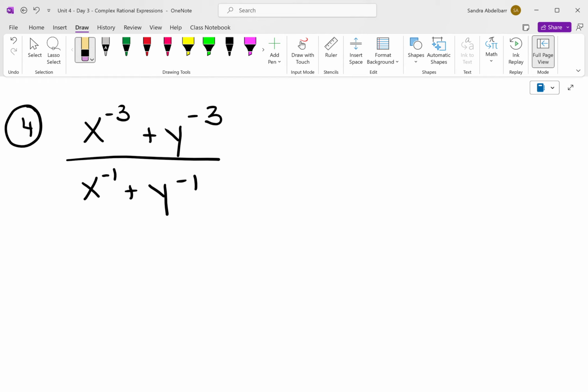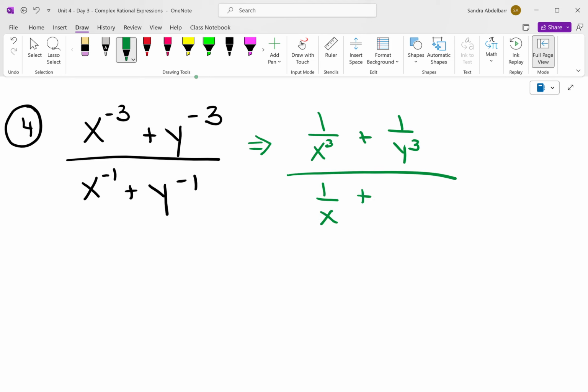X to the negative third. Yes, x to the negative third. This is a fraction. Isn't this 1 over x cubed? And isn't this 1 over y cubed? Then we do our big fraction bar, and this is 1 over x plus 1 over y. And then Kai nailed it. Once we do this, then we just do that whole fraction thing we were doing before.